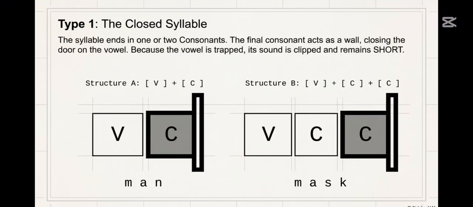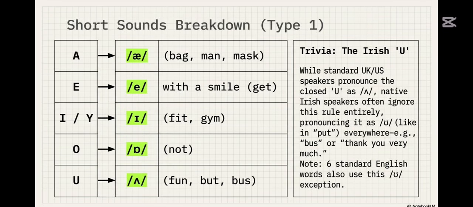First, closed syllable. A closed syllable ends with a consonant. The vowel is usually short. So for example, man, mask. So the vowel stands between two consonants or just before a consonant. So here is a short sounds breakdown. You can see a table of how you should pronounce the letters, the vowels.